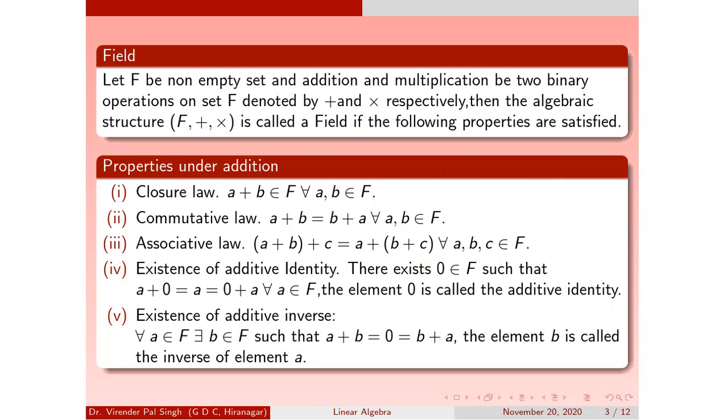Then the fifth property, which we study in group theory, is the existence of additive inverse. For every element of the field there must exist another element in the field, again in the field. Remember this thing, such that A plus B should be equal to the additive identity, or that should be equal to B plus A. Then the element B is said to be the inverse of the element A.